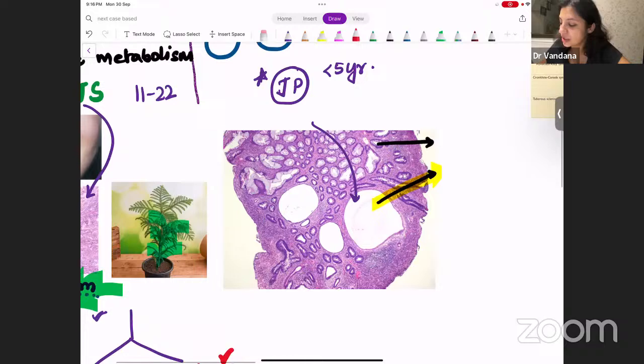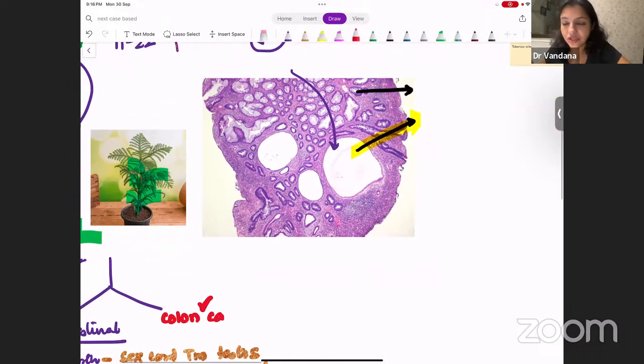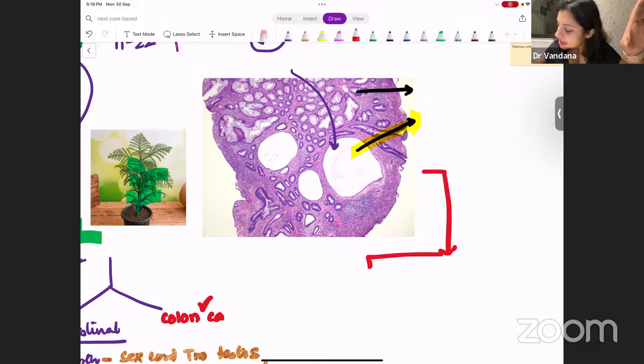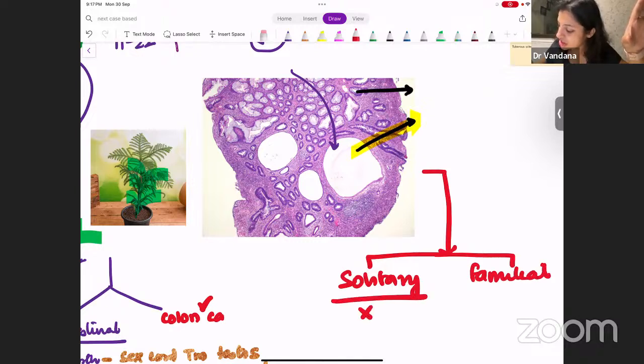Now coming to juvenile polyps. What is the typical manifestation in juvenile polyps? Juvenile polyps can be either solitary or familial. The solitary one is a retention polyp, it is not malignant and doesn't give rise to any malignancy, there is no dysplasia. No dysplasia means no risk of malignancy.